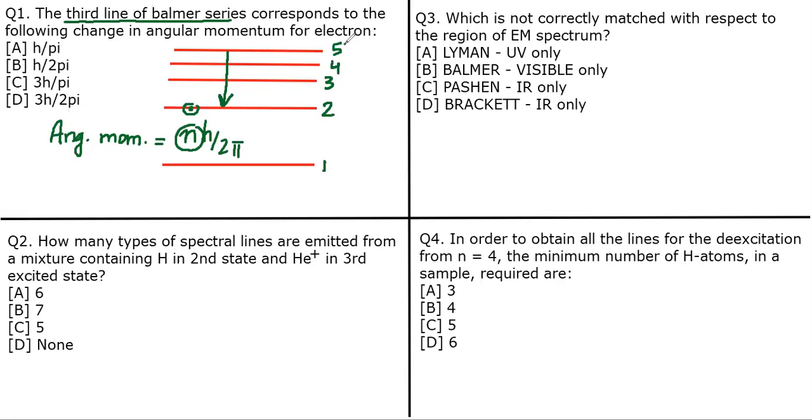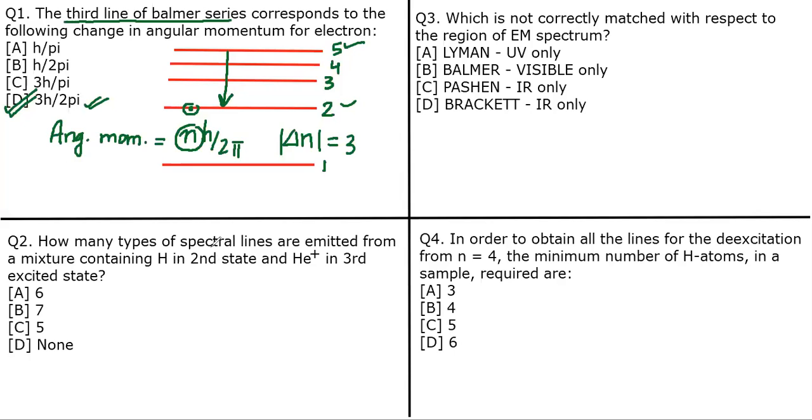So you see n here 5 to 2. So what is the change in n? We are talking about the magnitude only. So that is 3. So 3 gets multiplied to this. So that will give you 3h upon 2 pi. That's the change in angular momentum magnitude wise. That's a good question. Now let's come to the second.